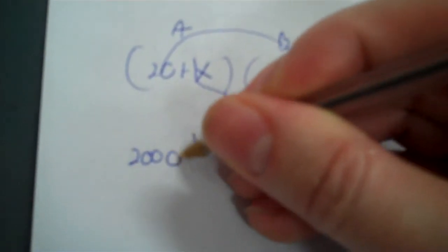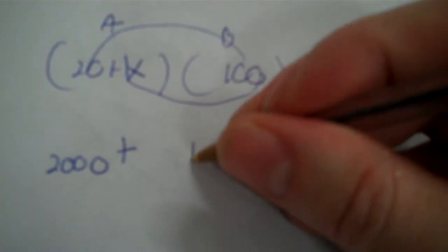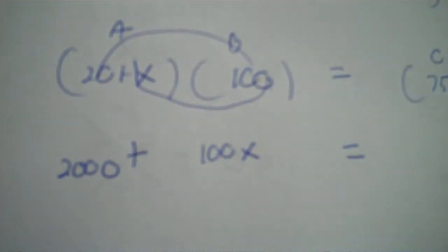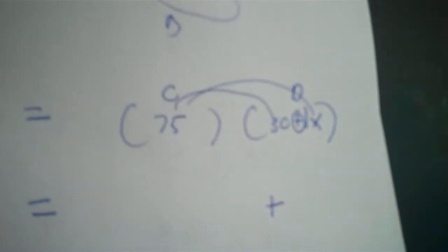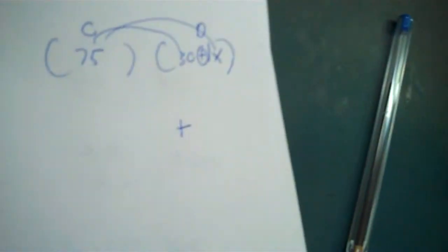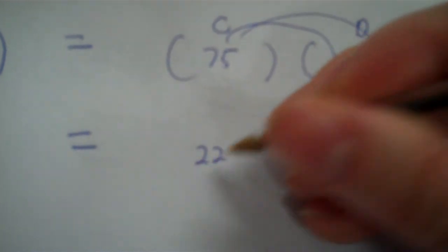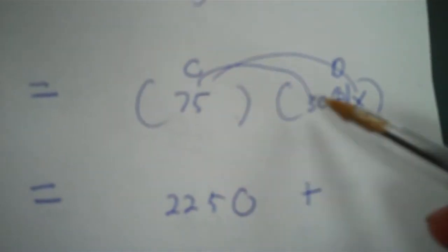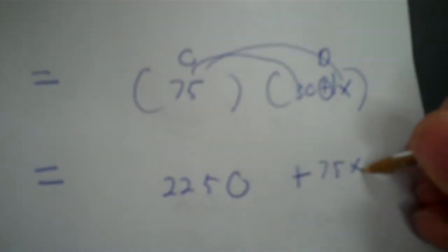So you take 100 times 20 and then 100 times 1x. 20 times 100 is 2,000. 100 times 1x is 100x. Then over here you also got a plus operator, so that means you have to distribute. 75 times 30 is 2,250. And 75 times 1x is 75x.